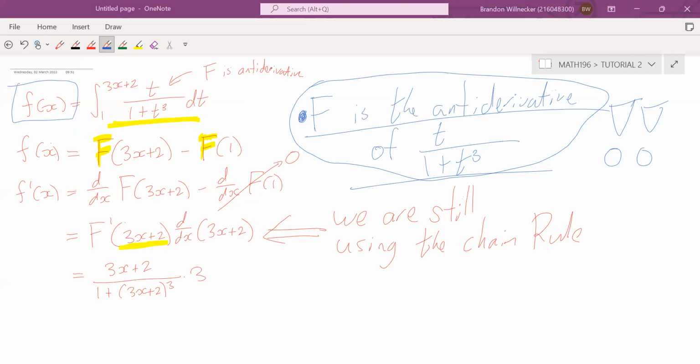But this method is fine. I have no problem with that. Are there any other questions about which method you can use? Okay, cool. Let's take a look at some of the questions from question 2.